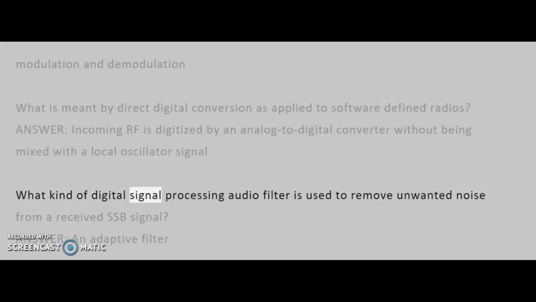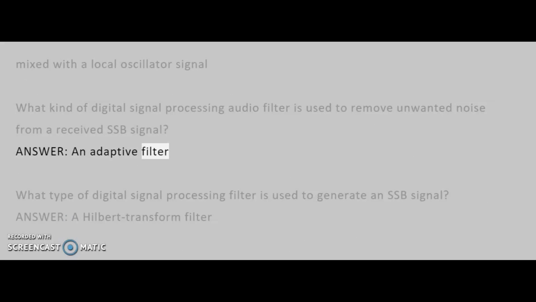What kind of digital signal processing audio filter is used to remove unwanted noise from a received SSB signal? Answer: an adaptive filter. What type of digital signal processing filter is used to generate an SSB signal? Answer: a Hilbert transform filter.